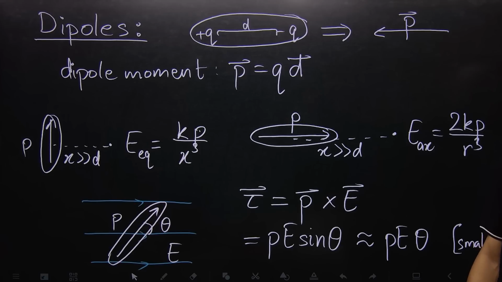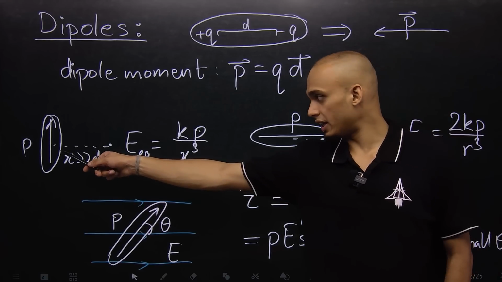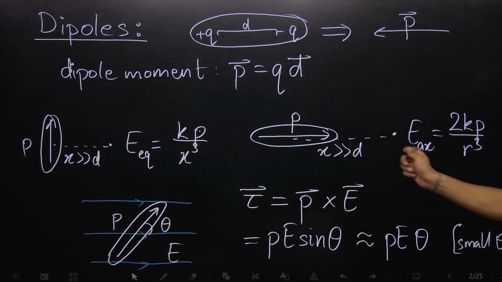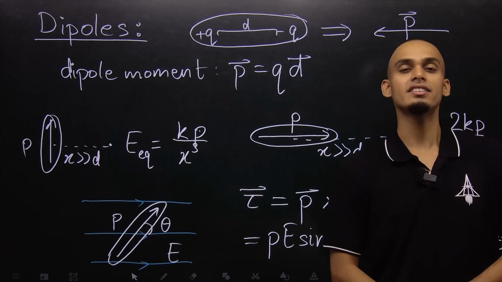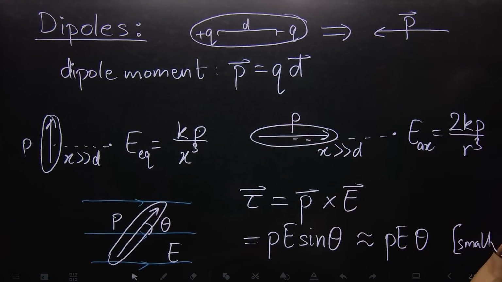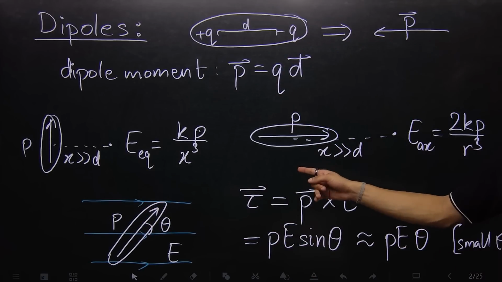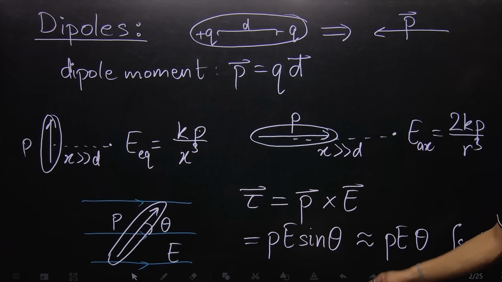But the two important values you need to keep in mind are the electric field on any equatorial point and the electric field on any axial point far away from the dipole. These two values of electric field, if you keep in mind, then many questions have direct application of this formula as well. And the most important thing is that any dipole in an electric field will experience some torque, and this torque you can write as the cross product of dipole moment and electric field.